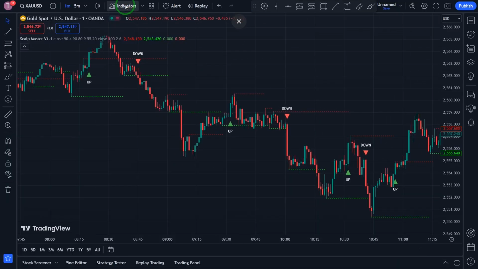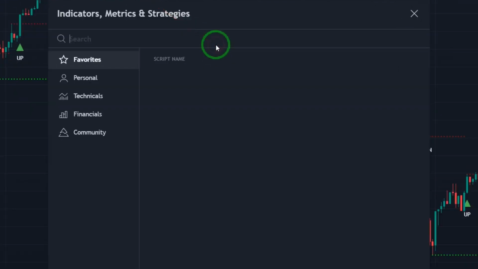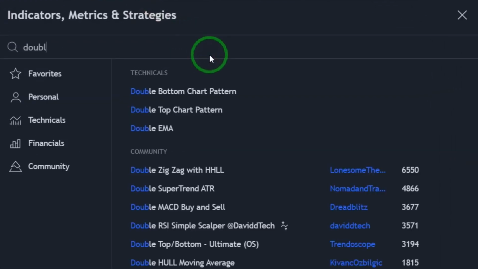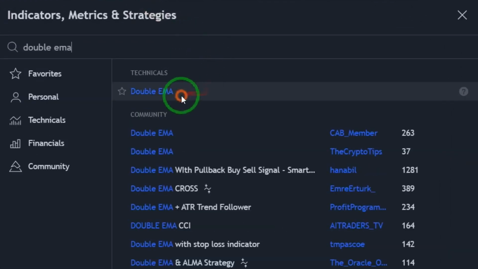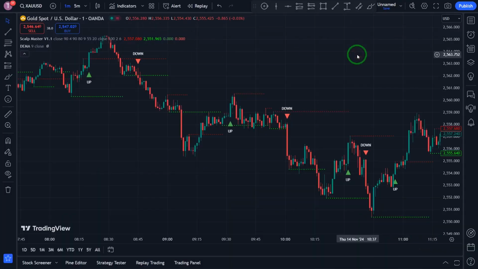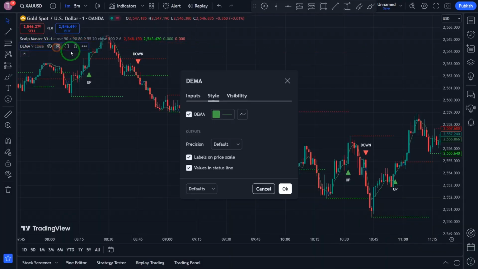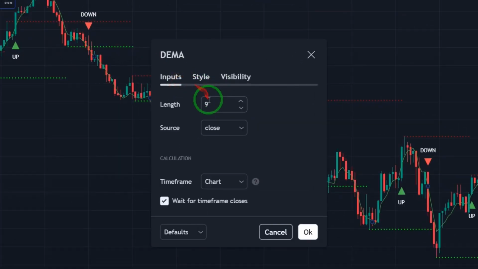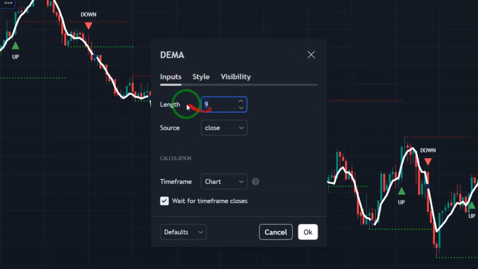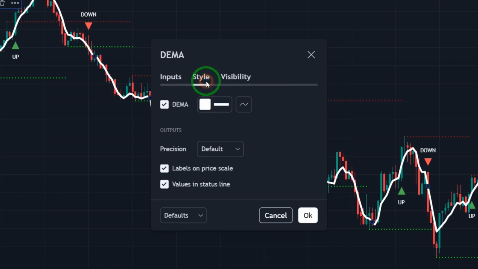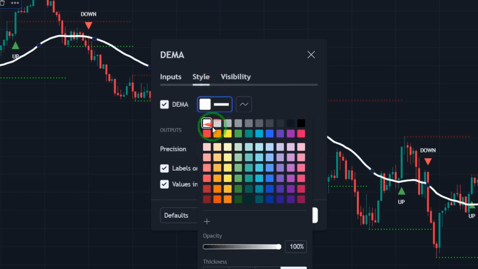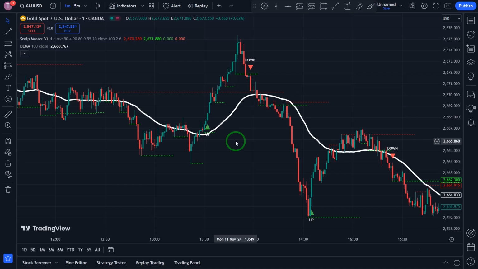For this purpose, we go to the Indicators tab and search for the double EMA indicator. Once we find it, we click on it to add it to our chart. Now we need to enter its settings and make adjustments within it. These changes are not very specific. You just need to change this value to 100. In the Style tab, you can also change the appearance of this indicator as you wish.